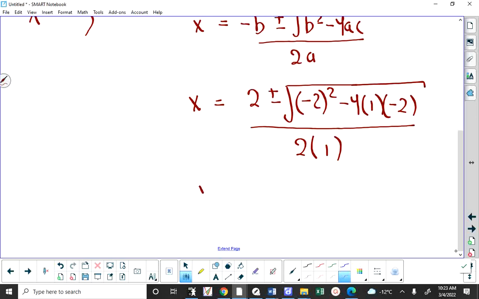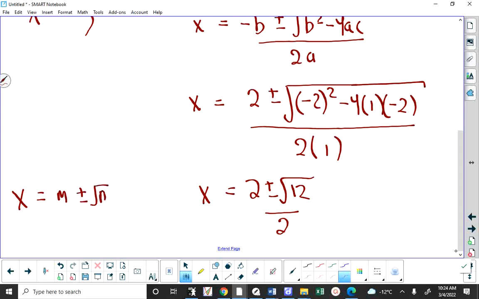And I'm pretty sure you would be fine with me just saying that means 2 plus or minus root 12 over 2. So if you take a look at the question and what they say the answer is, they say the answer is a number, and I'm not going to use a and b here, I'm just going to say m plus or minus root n, right? And we're getting this, and this doesn't match this. This has a denominator of 1.